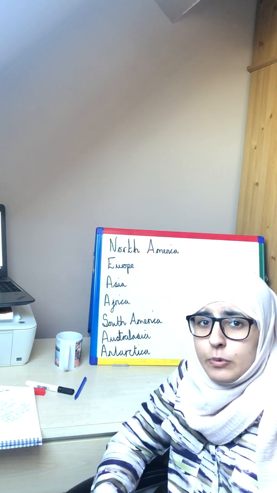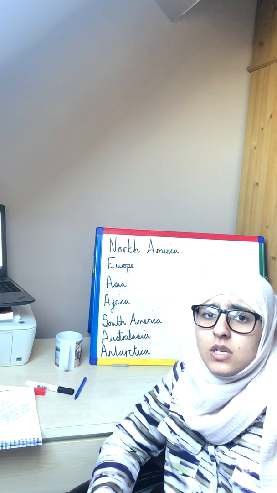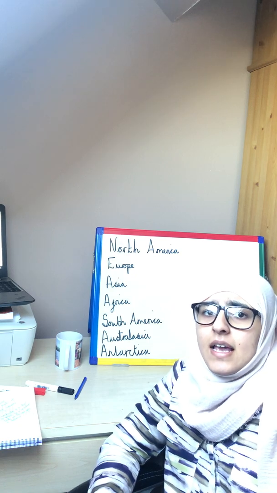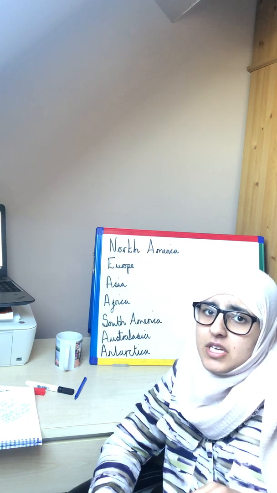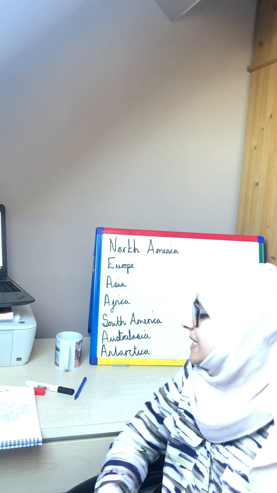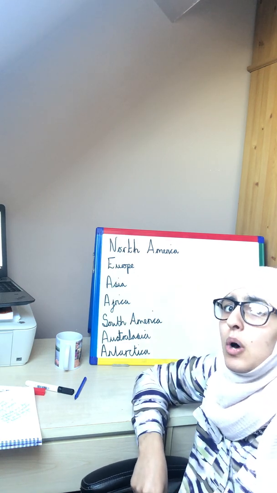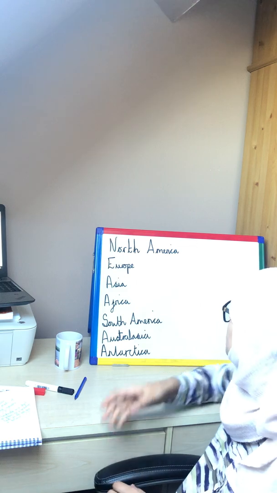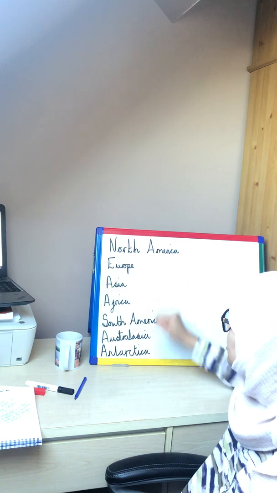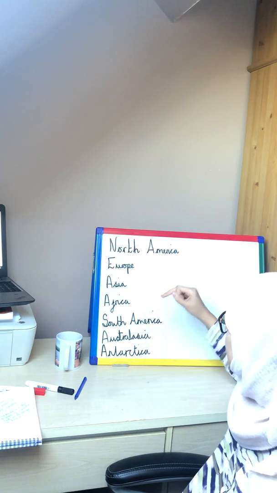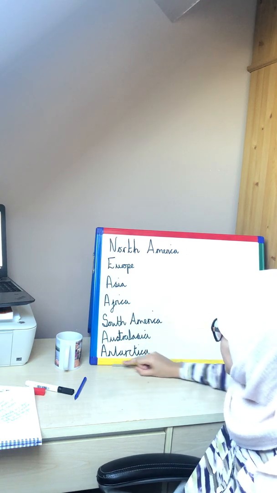So yesterday, if we rewind yesterday's learning, we looked at what a continent was. We said that a continent is a large area of land that is made up of different countries, okay? And we said that there were 7 continents in the world. So let's have a little look at what those 7 continents were. We have North America, Europe, Asia, Africa, South America, Australasia and the Antarctica.